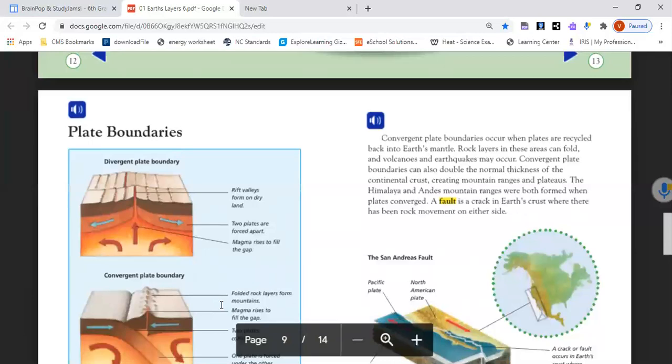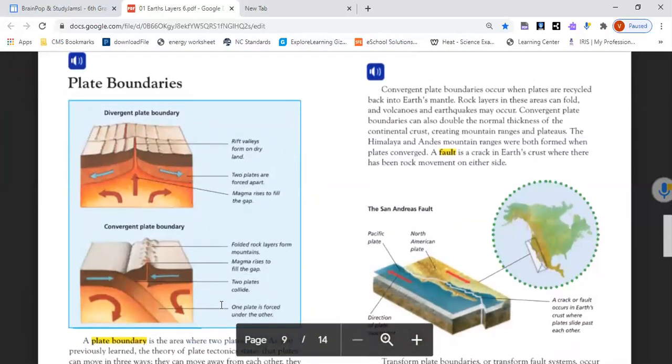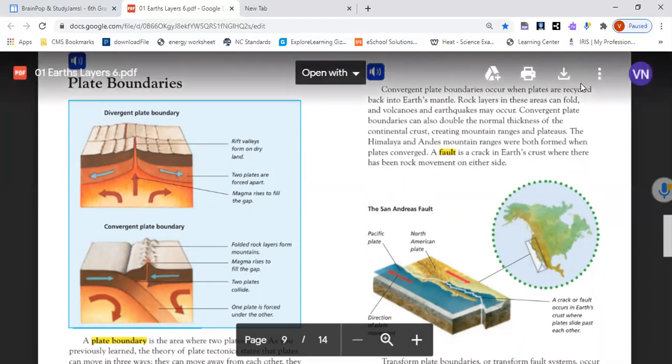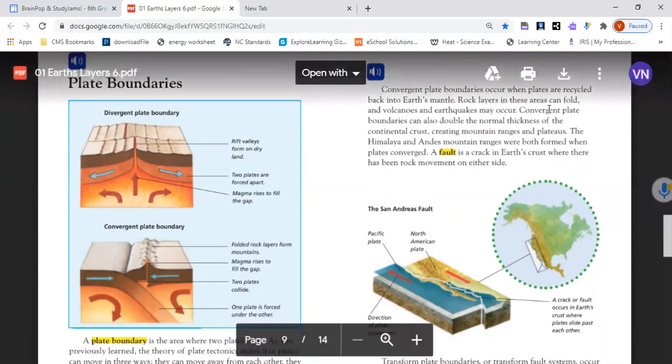Now, plate boundaries. We have divergent plate boundaries and convergent plate boundaries. So what is a convergent plate boundary? Convergent plate boundaries occur when plates are recycled back into the Earth's mantle. Rock layers in these areas will fold. As you see here, these rock layers are folding, and volcanoes and earthquakes may occur.